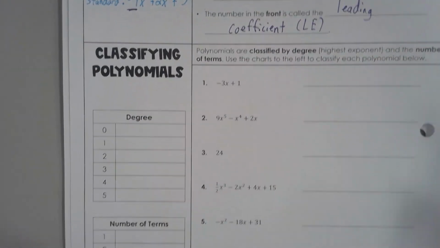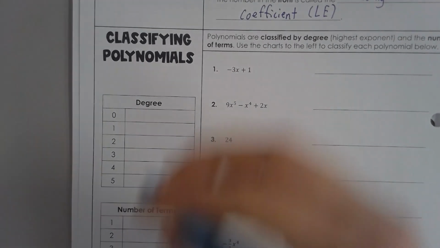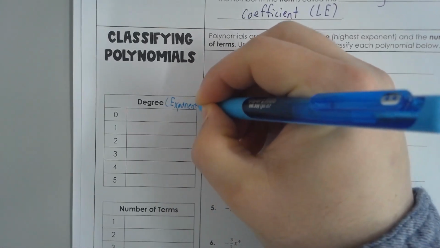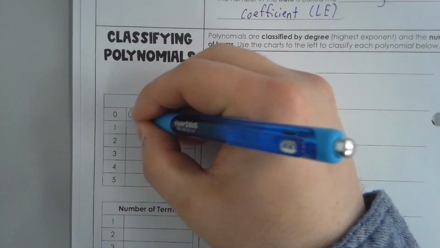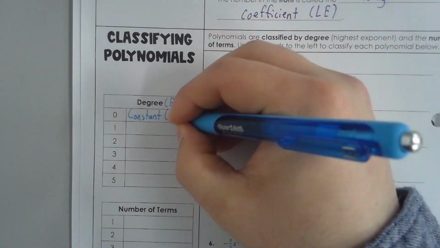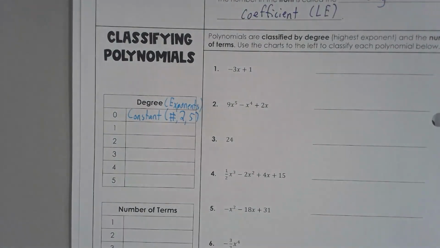All right, so let's talk about degrees first. Again, these are our exponents. When we talk about degrees, we're talking about exponents. So if the degree is 0, if 0 is the largest exponent, that's just called a constant. And that's just a number like 2 or 5, any number that doesn't have an x or a variable with it. Those are constants.